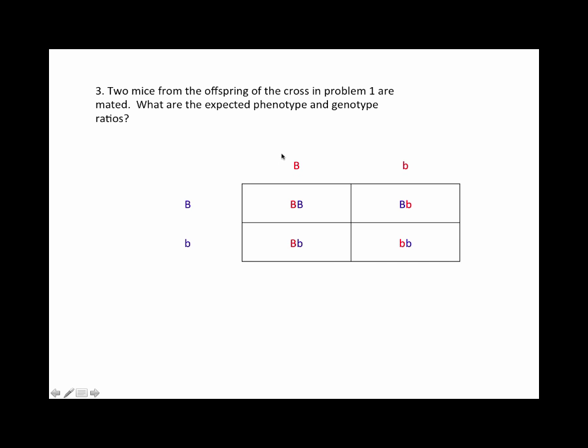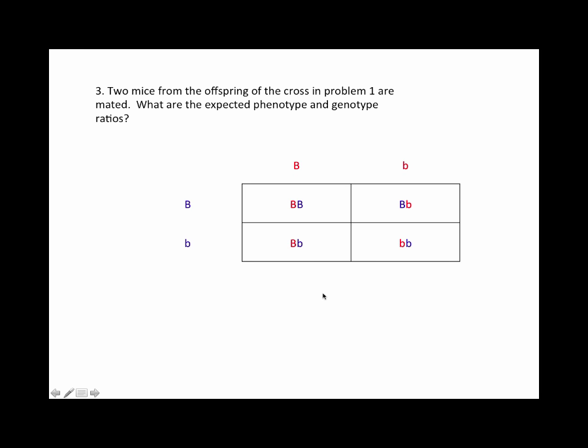Two mice from the offspring in the cross in problem one are mated. Okay, so now we have two heterozygotes. This mouse, what color is it? Well, it's brown. This mouse, also brown. Okay, and so when you mate them, then you're going to put the crosses this way. So the big B's go here, the little b's go here, and then across, big B's there, and little b's there.